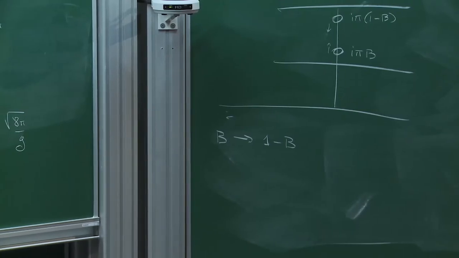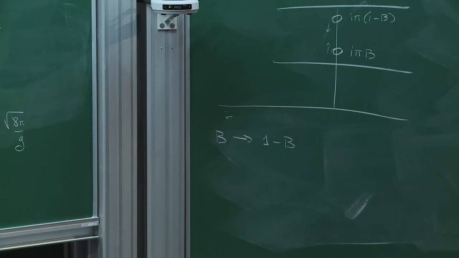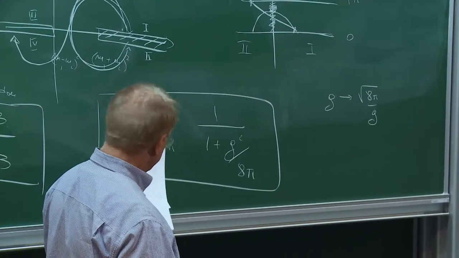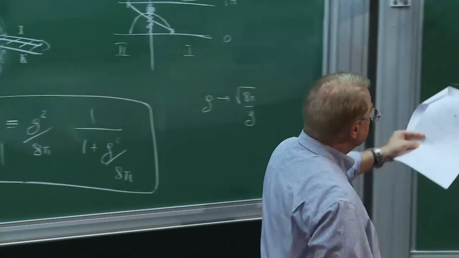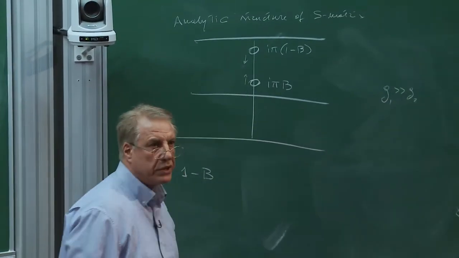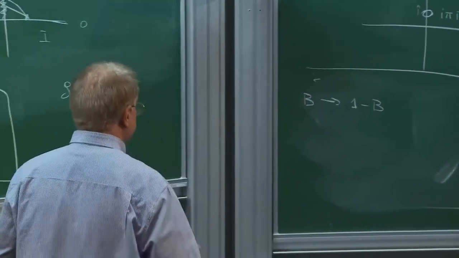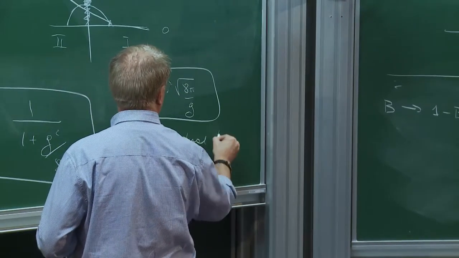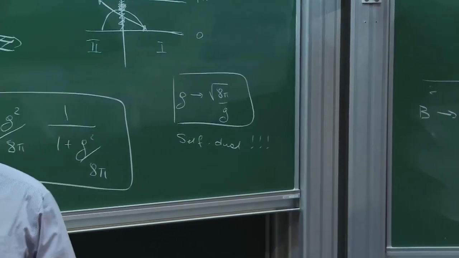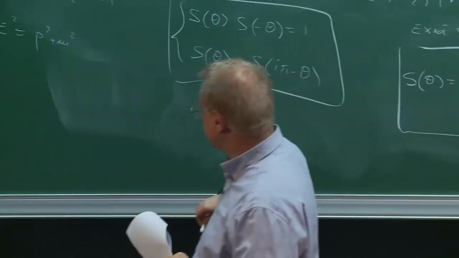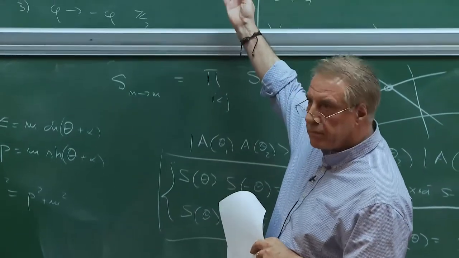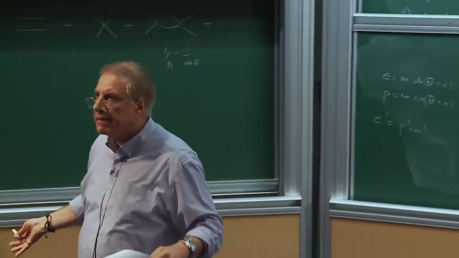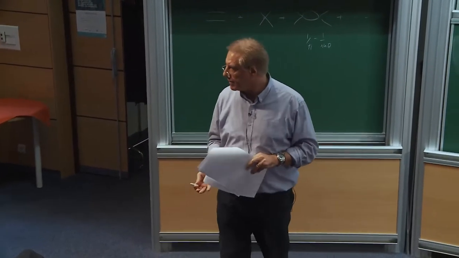Okay? Clear? So if you make the weak-strong duality, B goes to 1 minus B, but as far as the analytic structure is concerned, you have just swapped the position of the zeros. So it's exactly the same. So the theory is self-dual as far as the S matrix is concerned. But where the hell is it written in the Lagrangian? I mean, if in the Lagrangian you substitute g with 1 over g, it's completely different. There is no 1 over g in the Lagrangian.